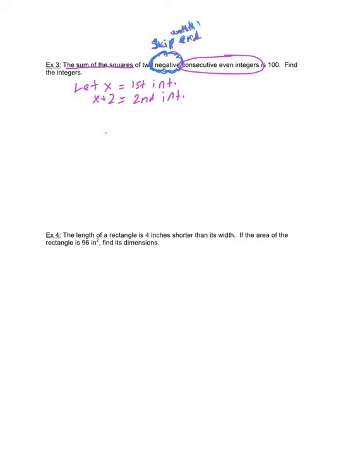Okay, so now we're going to deal with the part that says the sum of the squares. So that's telling you that you're going to add the squares of each of those integers. So you're going to square x, and you're going to square x plus 2. And the sum of the squares equals 100. So the one thing you have to be careful of with squaring here is that you're squaring a binomial.